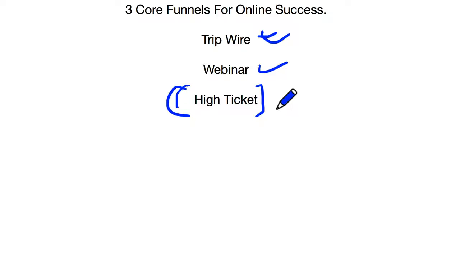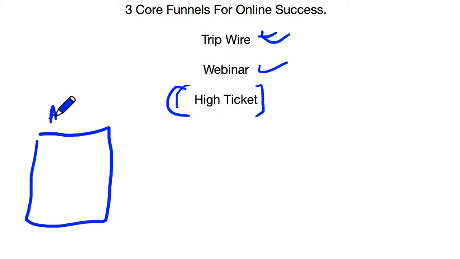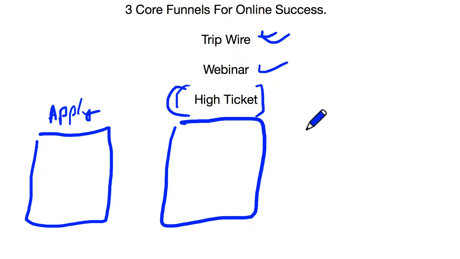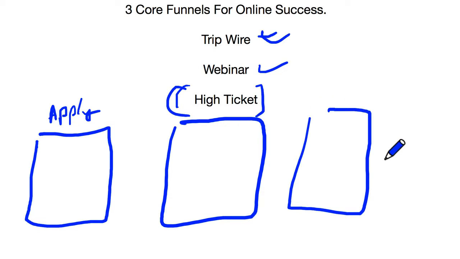But for the nature of the people in the audience watching this video right now, your high ticket offer is going to be your personal consulting, where you work one-on-one with people. And the way you do that is it's all about applications. Let me map this out for you. And really it's just 3 pages, and I'll explain that one later.